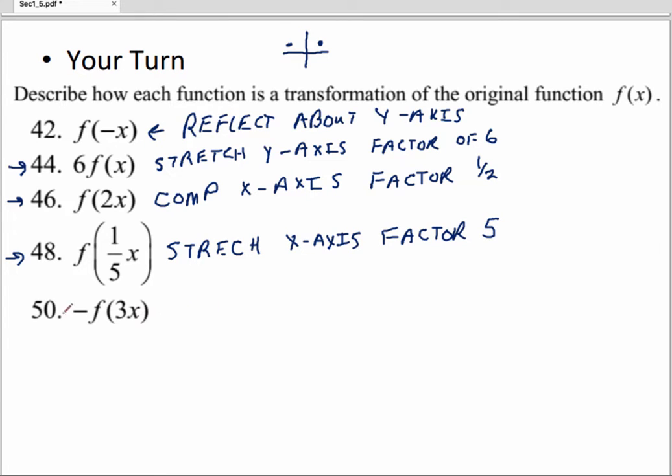All right, last but not least on 50 here, okay? Well, where is that negative? Now we're changing the y values, aren't we? So if you had a positive y value, we're making it negative. So that negative is a reflection across the x-axis. So first thing is that we've got a reflection here.